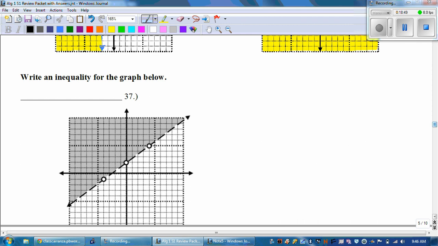All right, I think this is the last one, right? Yep. Okay, so a couple things we need to do. It's telling us to write the inequality of the graph below. Okay, so excuse me, we need to know what our slope is. We need to know what the y-intercept is. Those are the first things we need to know. So there's our y-intercept. That's at 0, 2. My slope, we went up 3 and over 4.